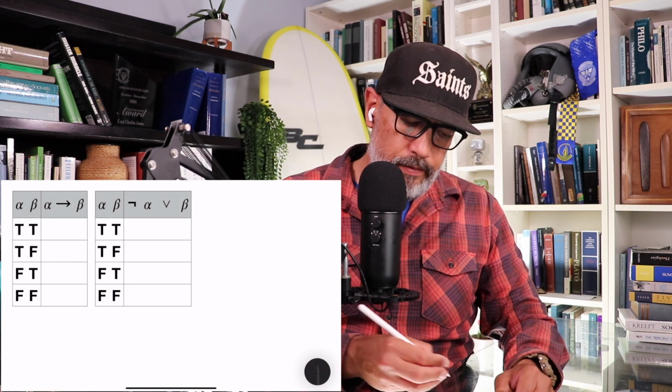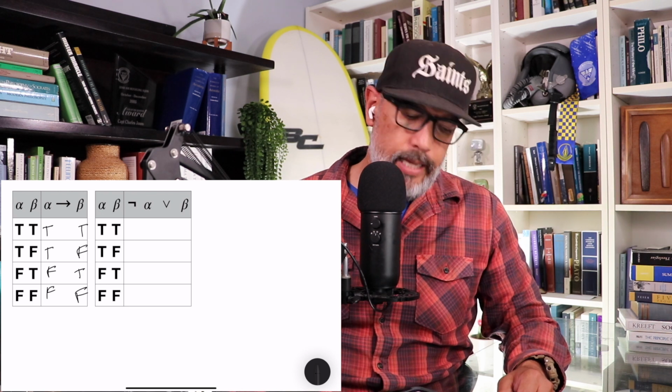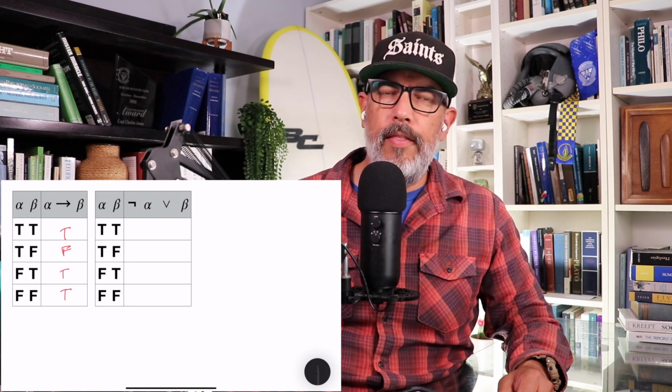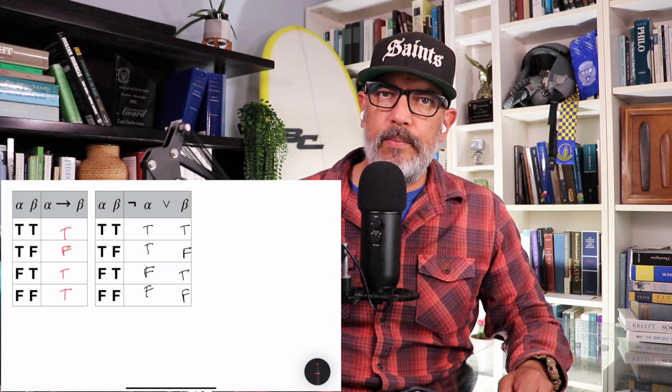Okay, first, if alpha then beta is only false when the antecedent is true and the consequent is false. Then not alpha or beta. The not flips the T's and F's.